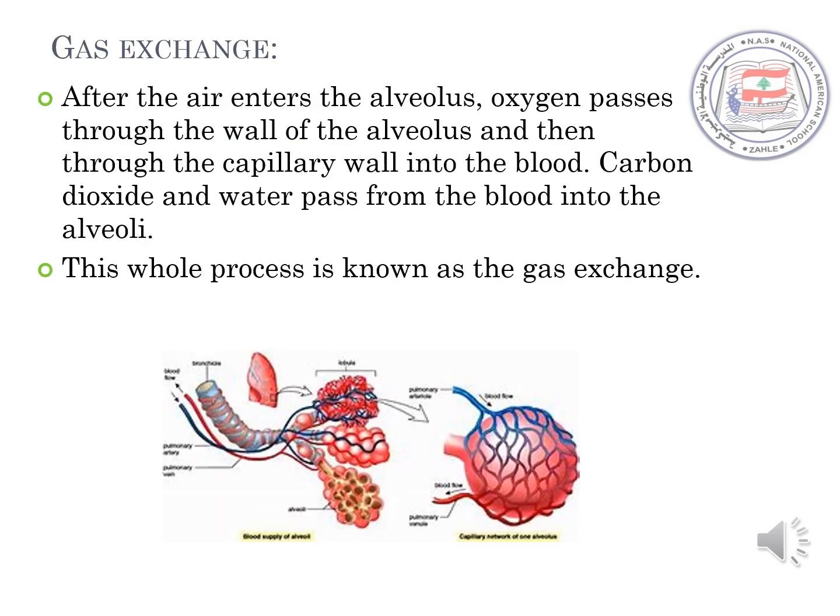Gas exchange. After the air enters the alveolus, oxygen passes through the wall of the alveolus and then through the capillary wall into the blood. Carbon dioxide and water pass from the blood into the alveoli. The whole process is known as gas exchange.